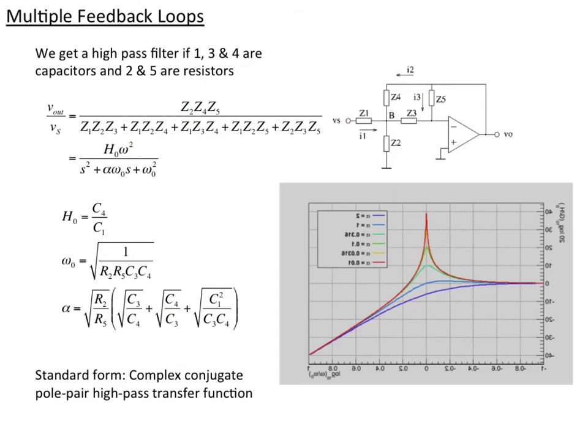If we replace all the capacitors and resistors with the other kind, we get a high-pass filter, which has this standard form where you have these values. Notice that the omega naught squared I had before has been replaced with an omega squared. That's indicative of the high-pass nature of it. And so this is the standard form complex conjugate pole pair for a high-pass transfer function.